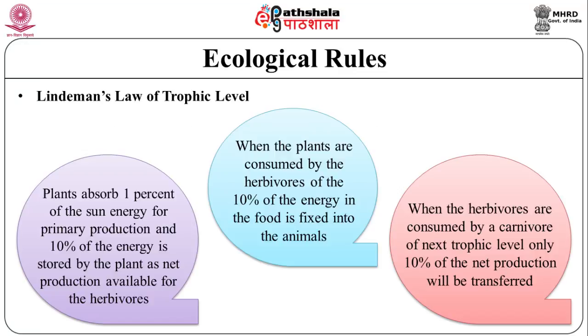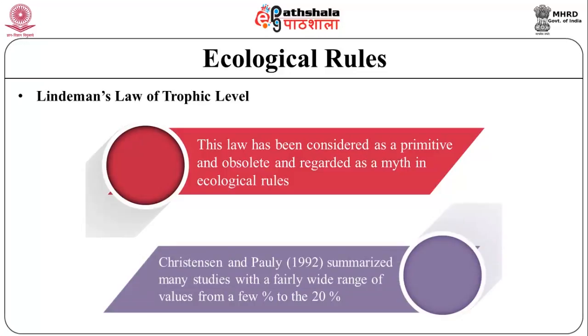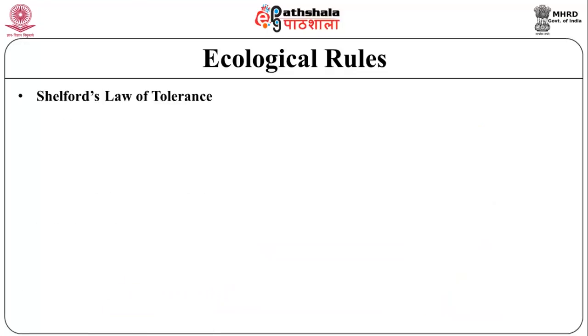The plant absorbs 1% of the sun's energy for primary production, and 10% of the energy is stored by the plant as net production available for the herbivores. When the plants are consumed by the herbivores, 10% of the energy in the food is fixed into the animals, and when the herbivores are consumed by a carnivore of the next trophic level, only 10% of the net production will be transferred. This law has been considered primitive and obsolete, and regarded as a myth in the ecological rules. Few scholars summarized many studies with a fairly wide range of values, from a few percent to 20%. Another law is called Shelford's law of tolerance.